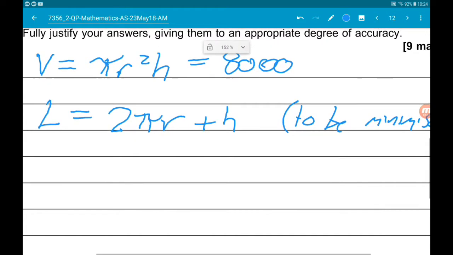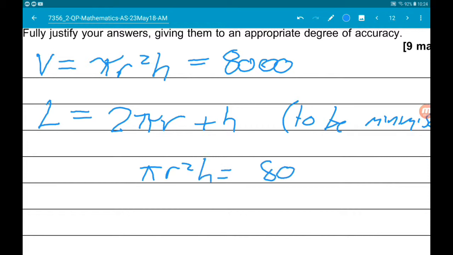So we know pi r squared h is equal to 8,000. So using this we can get an equation either for h in terms of r or r in terms of h. So I'm going to work out what h is in terms of r. If we worked out what r was in terms of h, we're going to get square roots, and that's going to be scary, so let's not do that.